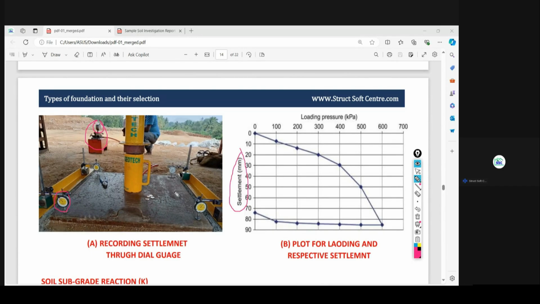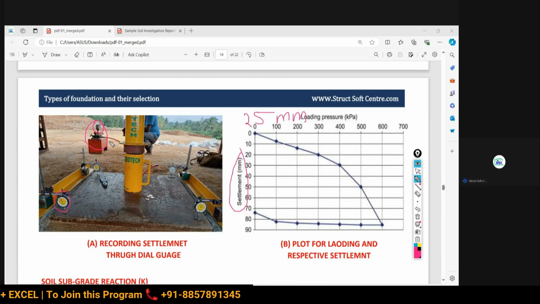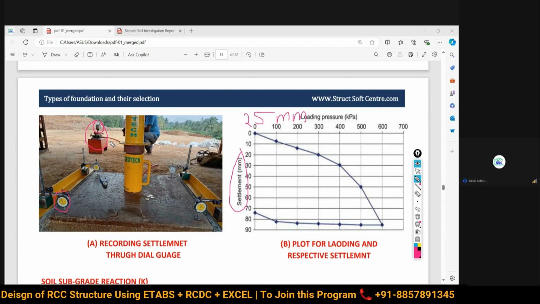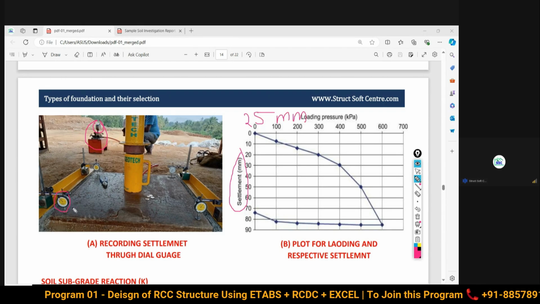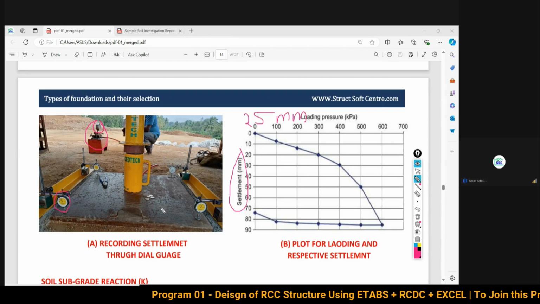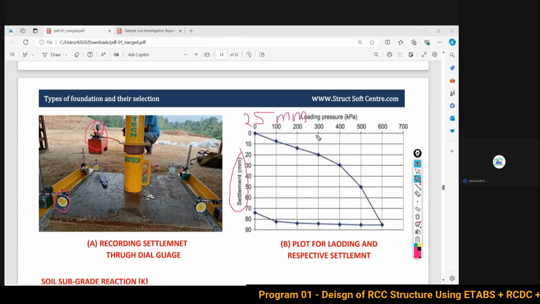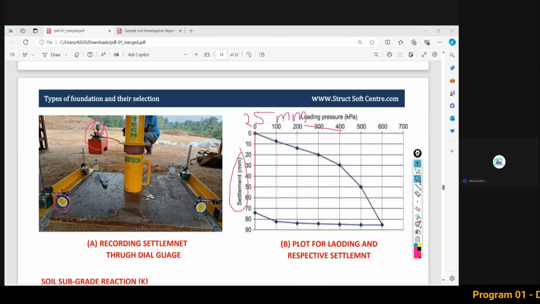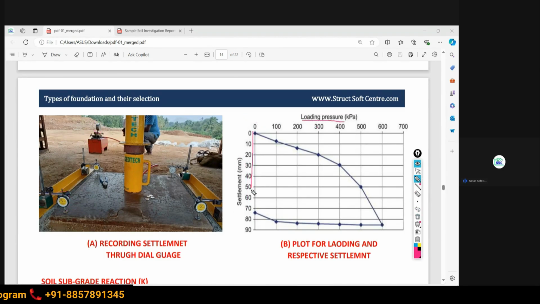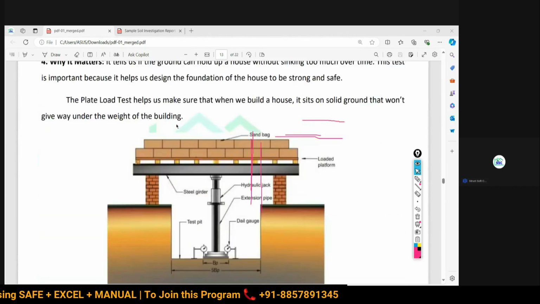Normally we do this testing up to a maximum of 25 mm settlement. We increase the pressure continuously, and according to the increase of that pressure, we measure and record the settlement. So it is the plot of your loading and your settlement, and it's quite obvious that if you increase the pressure, settlement is going to increase. So this is the role of this plate load test.